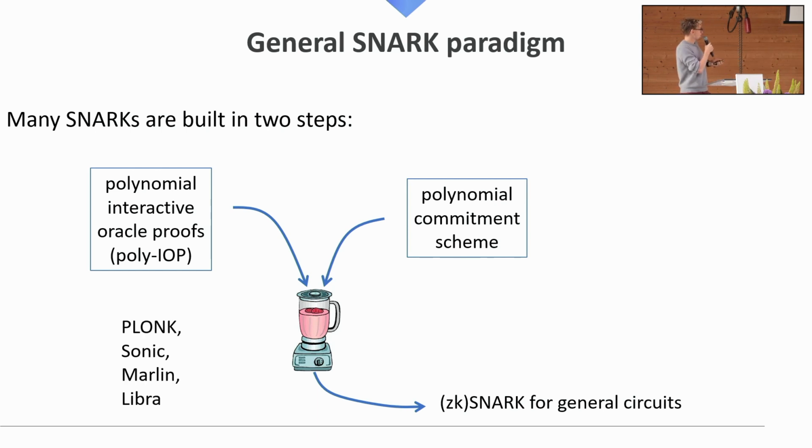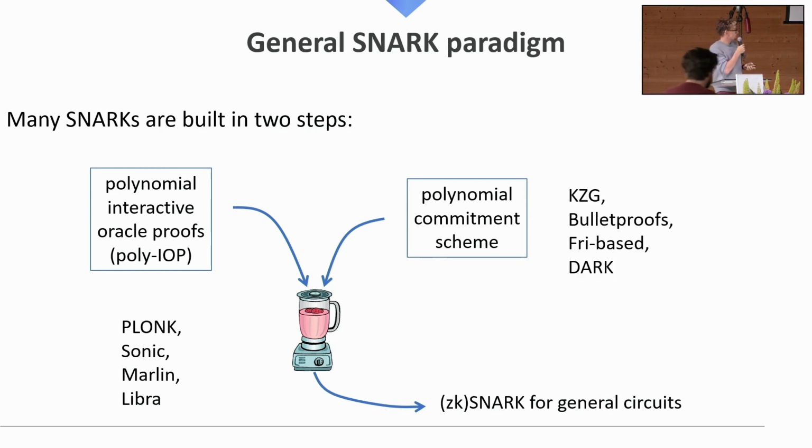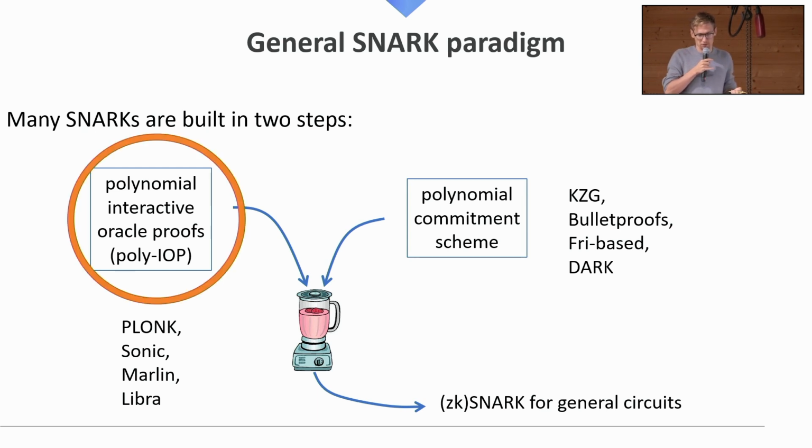And this is a really general paradigm. Instances of polynomial IOPs are Plonk, Sonic, Marlin, Libra, and instances of polynomial commitment schemes are things like KZG, you can build one from bulletproofs, there are FRI-based commitment schemes, Dark, and so on and so forth. And the really cool thing about this general paradigm for constructing snarks is that you can essentially take any of the things from the left side and any of the things from the right side and get a new snark. And the properties are sort of the combined properties of both of these things. And this talk will focus on the left side, on these polynomial IOPs.